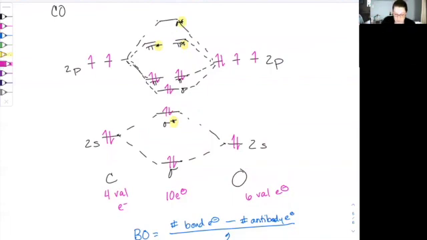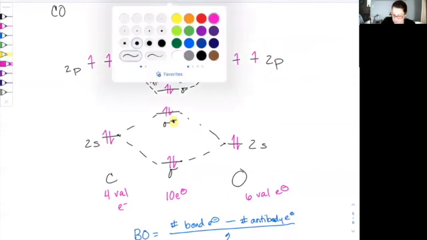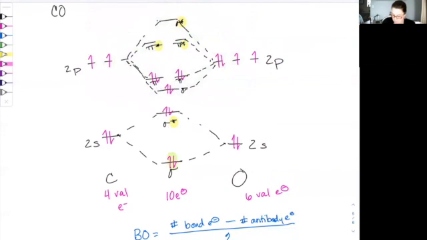So let's count up bonding. Let me change colors here. We have 2 here, so we have 2 bonding. The next orbital is anti-bonding, so we're going to skip that. We're going to the next one. Yep, that's bonding. So now we're up to 4. Go up to the next one. These 2 are pi, but they're not anti-bonding, so we're going to count those. So we're at 2, 4, 6, 8. So we have a total of 8 electrons that are bonding.